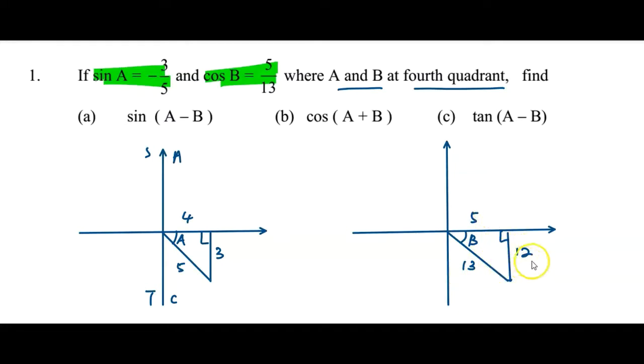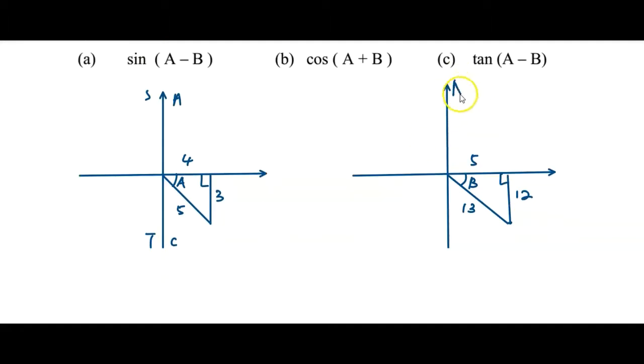Yeah, square root of 144, that will be 12. Again, we need to label A as TC. Later on, when we get the ratio of trigo, we have to be alert on the sign. Okay, so now I will start to find the sine A minus B.